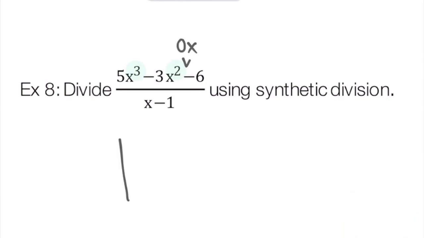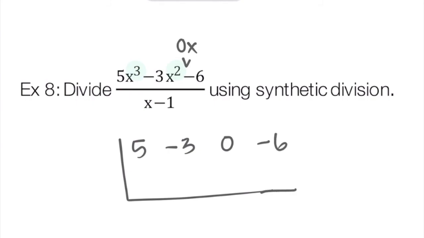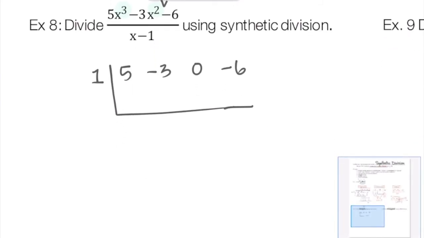So when we're doing synthetic division, we'll go ahead and put the coefficient of the first term, the coefficient of the second term, the third one we need to add in as a 0. That is absolutely essential to do, or you're going to get the wrong answer. And then our last term in that last column. On the outside, we're putting the root. So if our factor is x minus 1, then the root is a positive 1. Okay? So here we go.